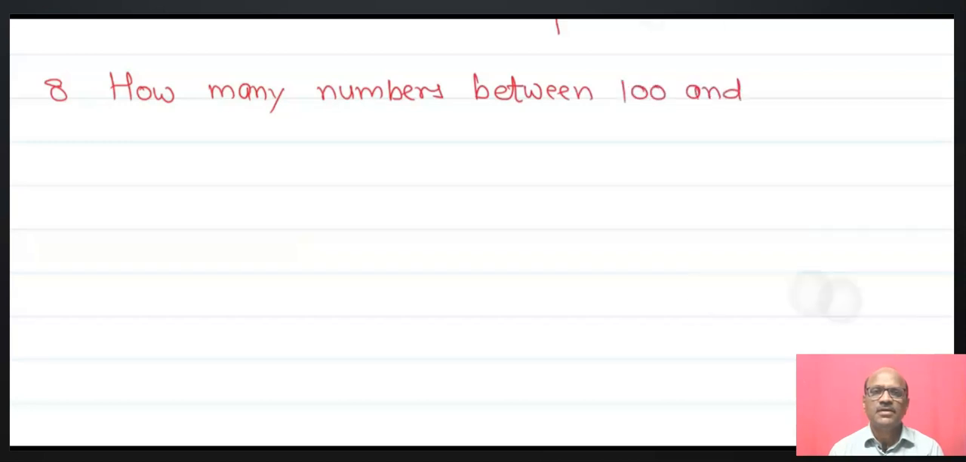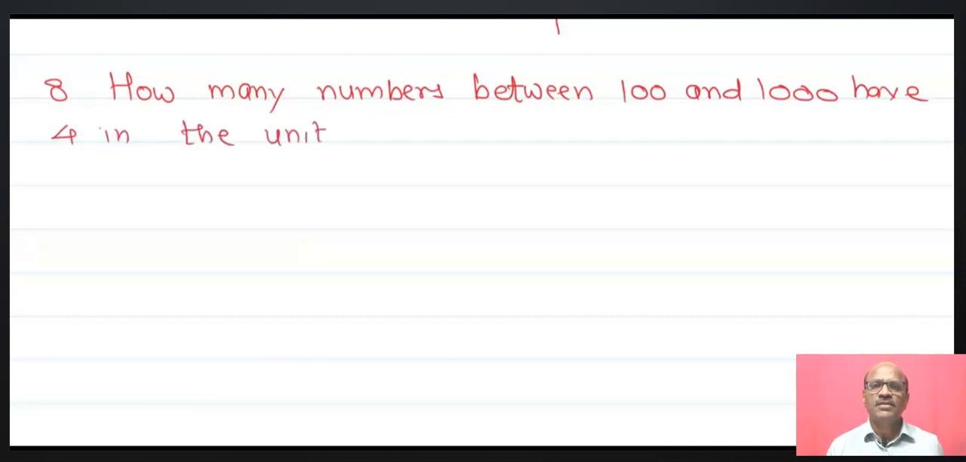We'll see the next question. Question number 8. How many numbers between 100 and 1000 have 4 in the unit place?